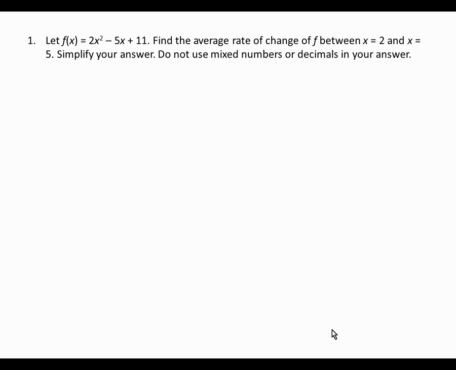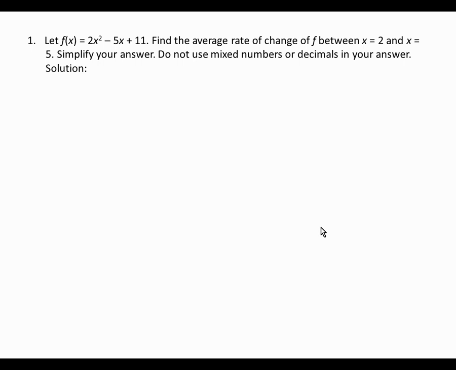Let's try some examples. Number one says let f of x equal 2x squared minus 5x plus 11. So I have a formula. I want to find the average rate of change of f between x equal 2 and x equal 5. Simplify your answer. Do not use mixed numbers or decimals in your answer. So our solution.